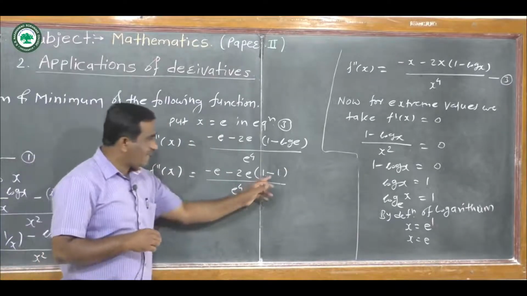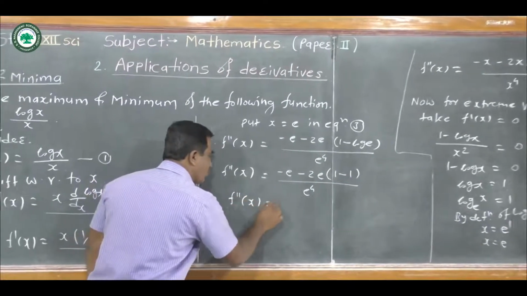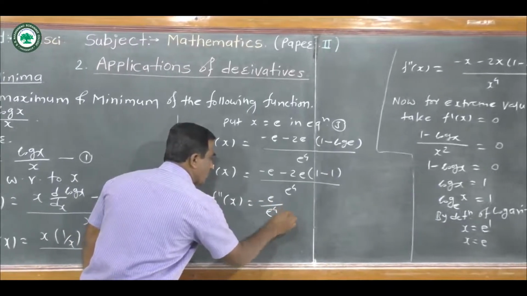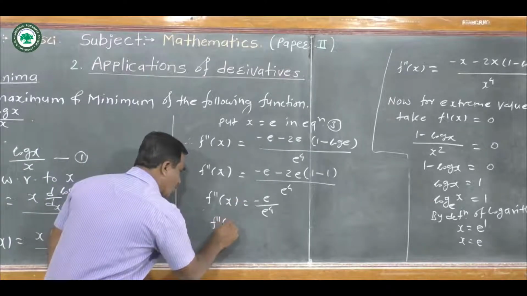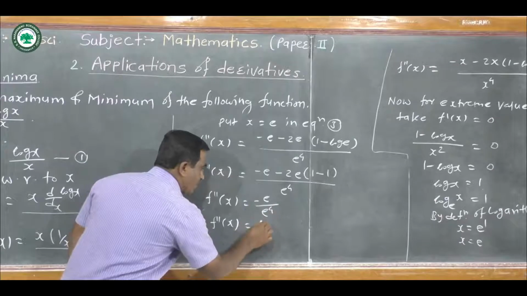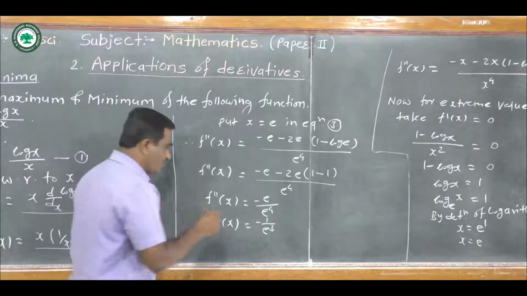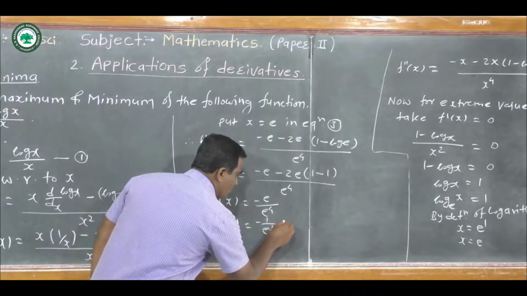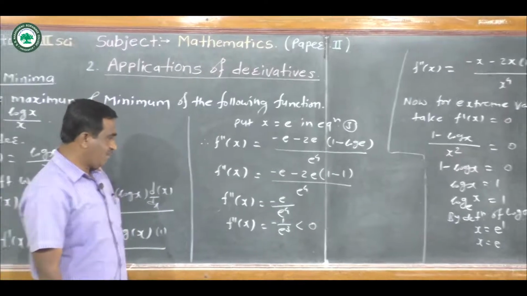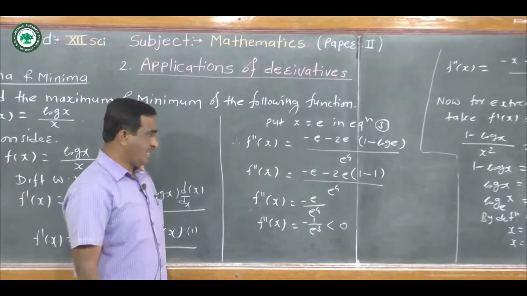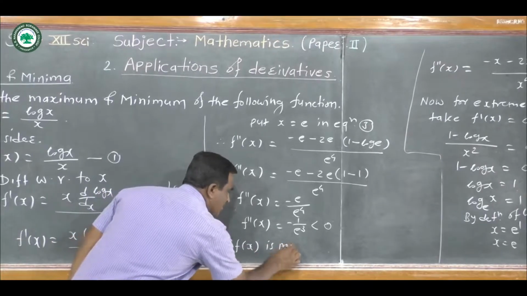Okay. Now here 1 minus 1 means 0. 0 into 2e is 0. Remains only f double dash of x is equal to minus e upon e raised to 4. Now taking division, we can write f double dash of x is equal to minus 1 upon e raised to 3. And this value is less than 0. 1 upon minus e raised to 3 is less than 0. Therefore, the function is minimum at x is equal to e. Therefore, f of x function is minimum.